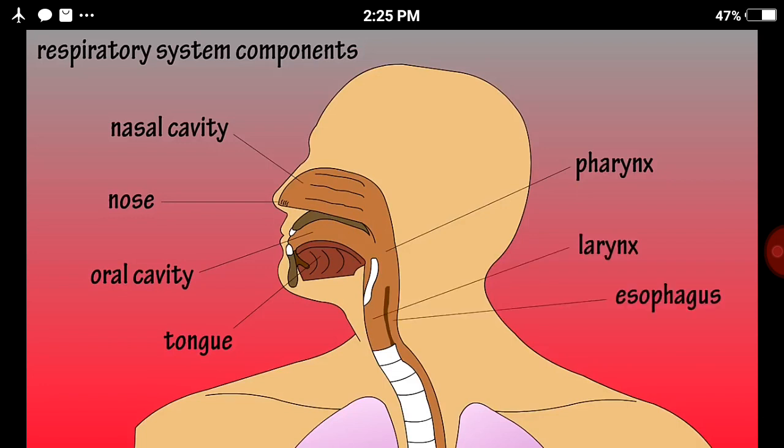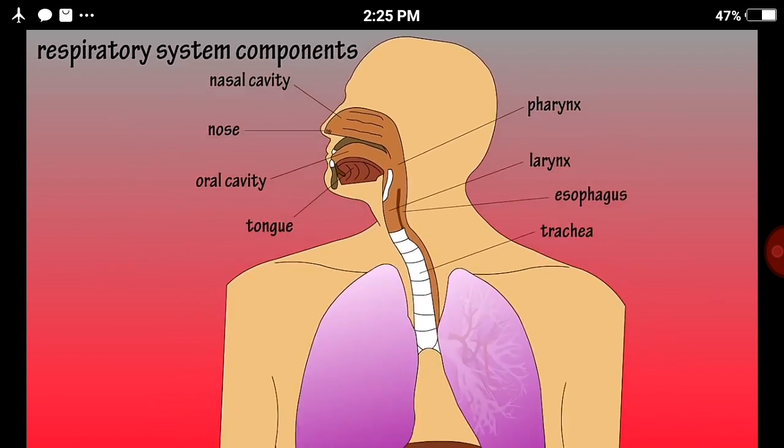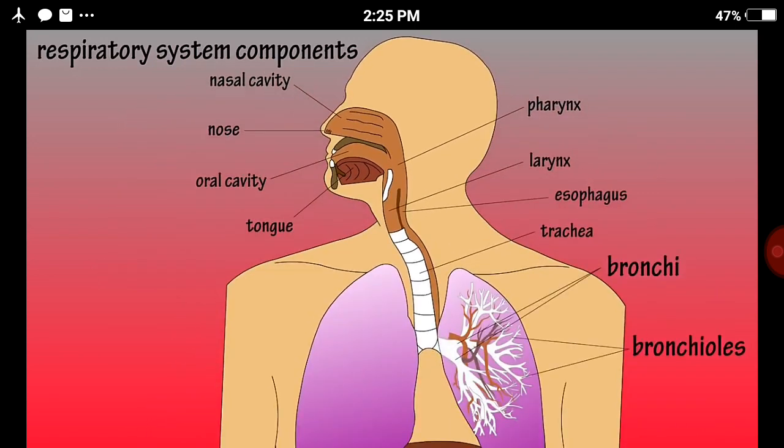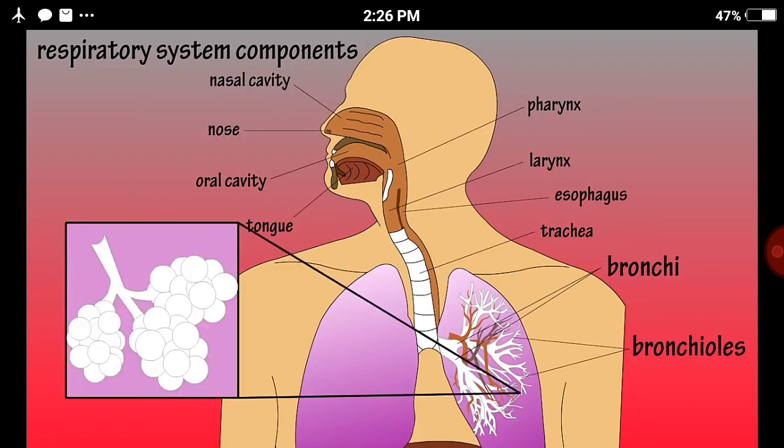The esophagus is not part of the respiratory system, and I'll get to why I put it in the diagram in a minute. Next we have the larynx, which is also called the voice box because the vocal cords are located here. The trachea, also called the windpipe, is here, and it connects to the bronchi, which merge into smaller tubes called bronchioles. And the bronchioles connect to tiny air sacs called alveoli.